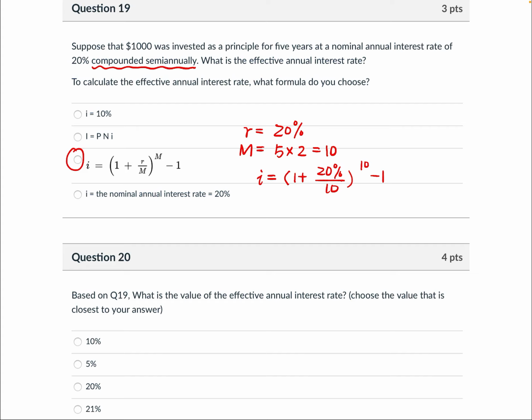Oh, wait a second. M is the number of interest periods per year. Okay, so it is not 10. So M is the number of times compounded per year? It's 2 because it's compounded semi-annually. So here in the formula, this is going to be 2 and this is 2 as well. That will give you the answer as 0.21, so that is 21%.